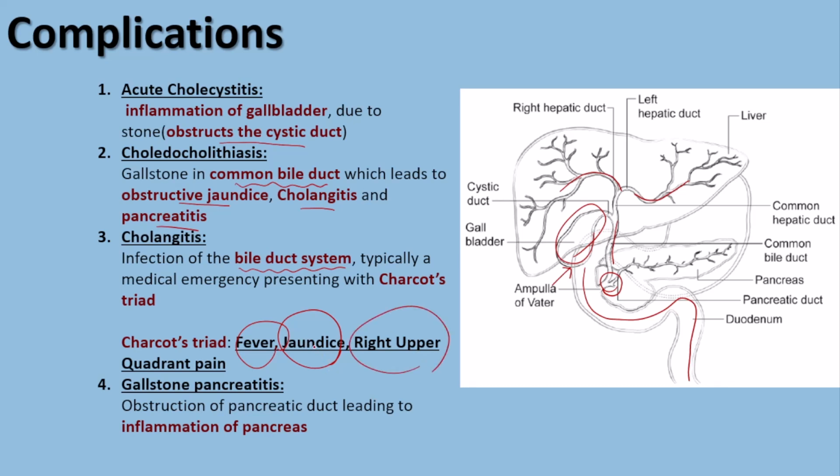And the fourth complication is gallstone pancreatitis, and this usually happens because the stone gets stuck in the pancreatic duct, and this obstructs the pancreatic flow. In the pancreatic juice we have lytic enzymes. As a result, the pancreatic enzymes are going to be activated inside the pancreas, and we can have inflammation of the pancreas and gallstone pancreatitis.